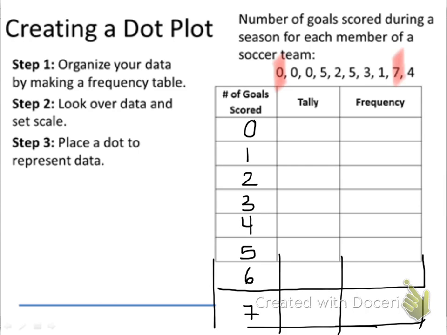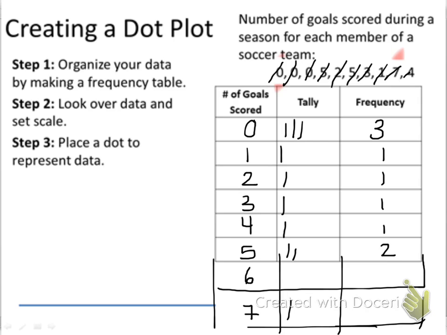All right. Now I need to put my tallies in. So I'm going to start with 0, 1 zero, 3 zeros, 1 five, 1 two, 1 five, 1 three, a 1, a 7, and a 4. All right, now our frequency. So 3, 1, 1, 1, 1, 2, 0, 1.